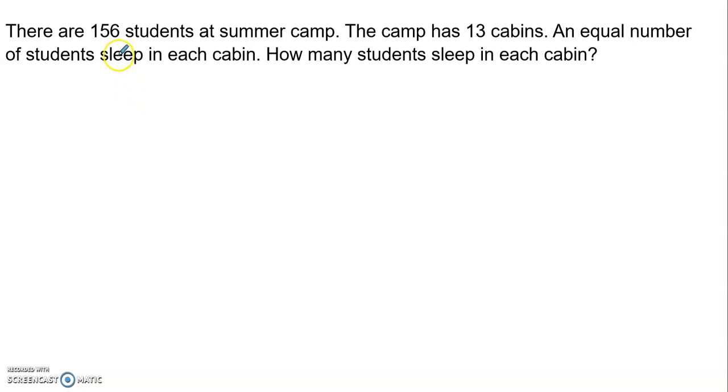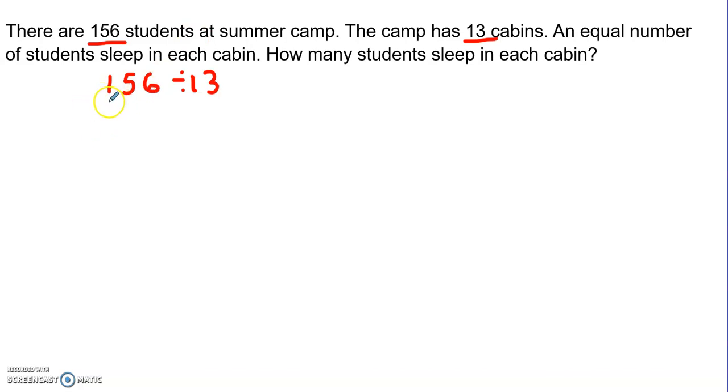So I look at this and I say, okay, I have 156 students that I need to break up, and they're being broken up into 13. So I have 156 divided by 13. So how can I use a model to draw this?